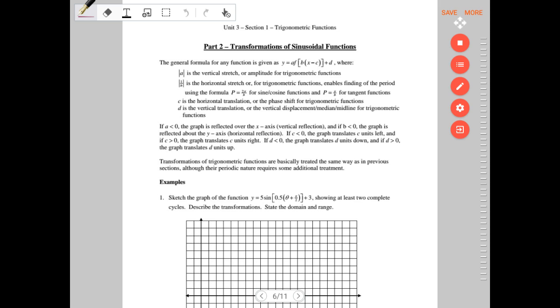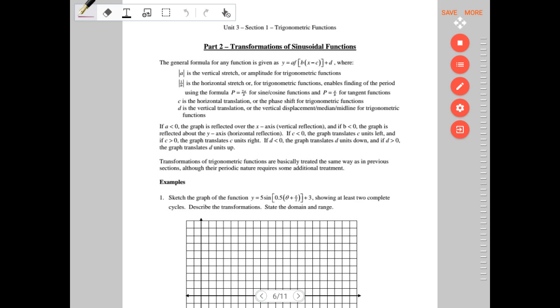Again, remember that if you are in degrees, 2 pi is 360 and pi is 180. C is the horizontal translation, or the phase shift for trigonometric functions, and D is the vertical translation, or vertical displacement, median, or midline for trig functions. If a is less than 0, then the graph gets reflected over the x-axis, or vertical reflection, and if b is less than 0, or negative, the graph is reflected about the y-axis, or horizontal reflection.